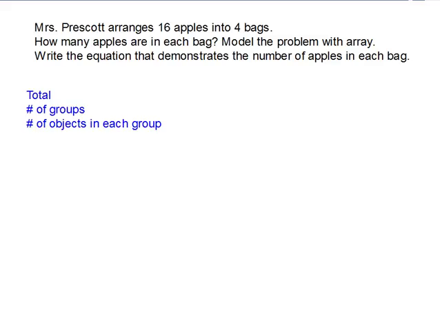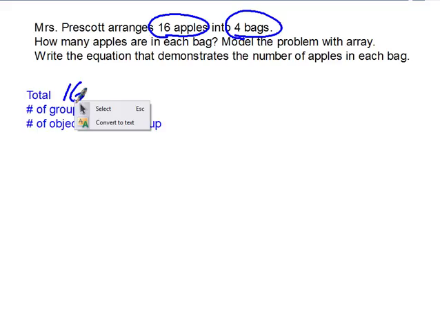So hopefully when you just stopped it, you reminded yourself to find and identify each of the numbers within the problem, and then to tell what those numbers are. So when you read this problem, you know that the total number of apples is 16. You're going to put the apples into 4 bags. So would that be our number of groups or the number of objects within each group? That would be the number of groups.